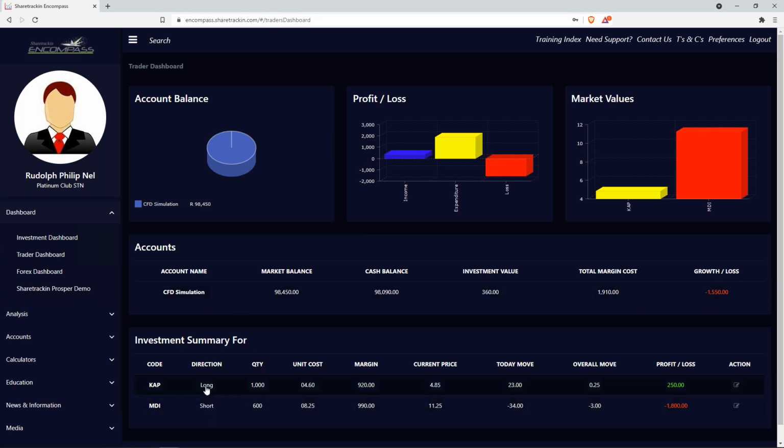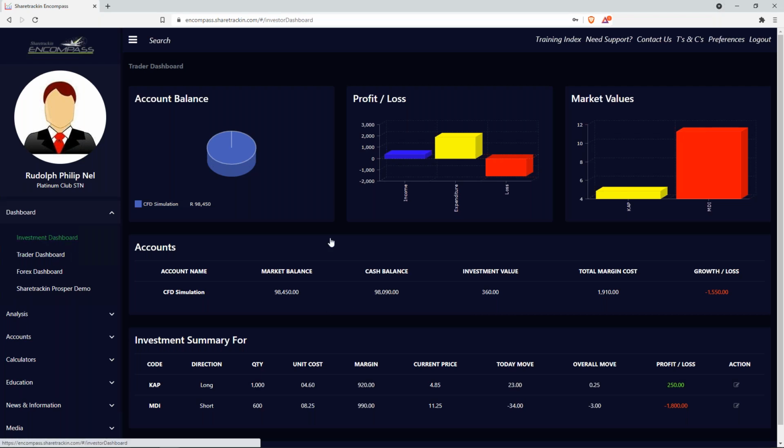You will get the direction you're buying the shares. So long would be an upward trend, short a downward trend. The quantity that we've bought, unit cost, the margin. So that's a marginal price, so we're not paying full price per share. We're paying marginal pricing per share on the trader dashboard. The current price of your share, today's movement in cents, overall movement, and then your profits and your losses.